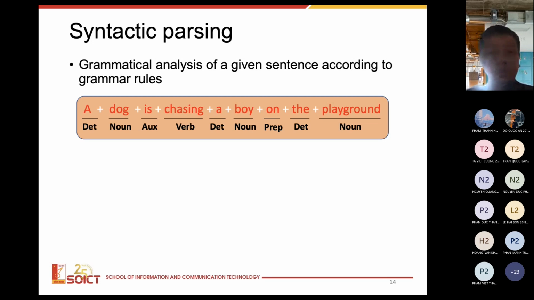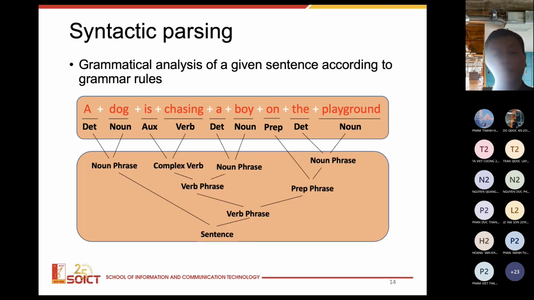This is the syntactic parsing task. The purpose of this task is to do grammatical analysis of a given sentence according to the grammar rules. So it's somehow similar to POS tagging, but the output is not only the label for different tokens in the sentence, but also the tree structure, right? For the grammatical analysis of the sentence, right?